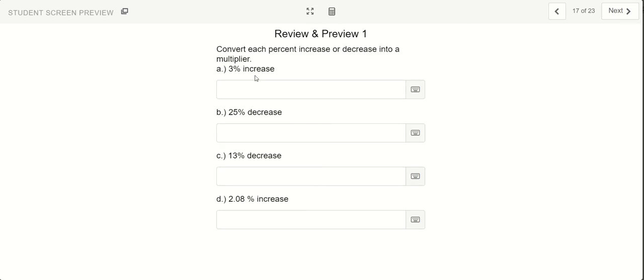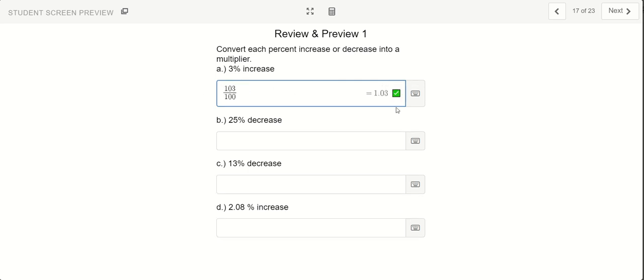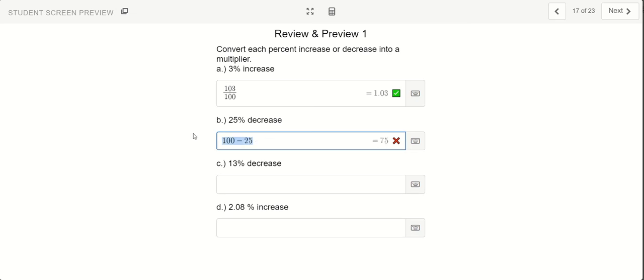All right, and finally, we have these practice problems here. So it's a 3% increase, so that's 100% plus 3%, which is 103. But that one as a decimal, 103 divided by 100, that would be 1.03. Okay. Here we have a 25% decrease, so we have 100% minus 25%. So I'm only paying 75, so that as a decimal would be 0.75.